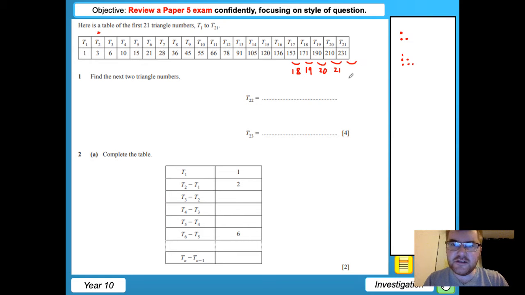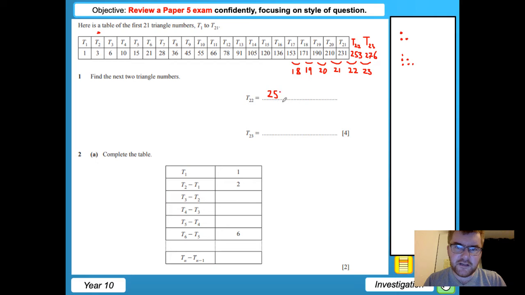And hopefully you can see that this is going to be 22, and then the next one after that would be 23. So to work out T22, like so, we do 231 plus 22, giving us 253. You can do this on a calculator and then add this and this together to give us the next number. So T23 is equal to 276. And then we write those in here.